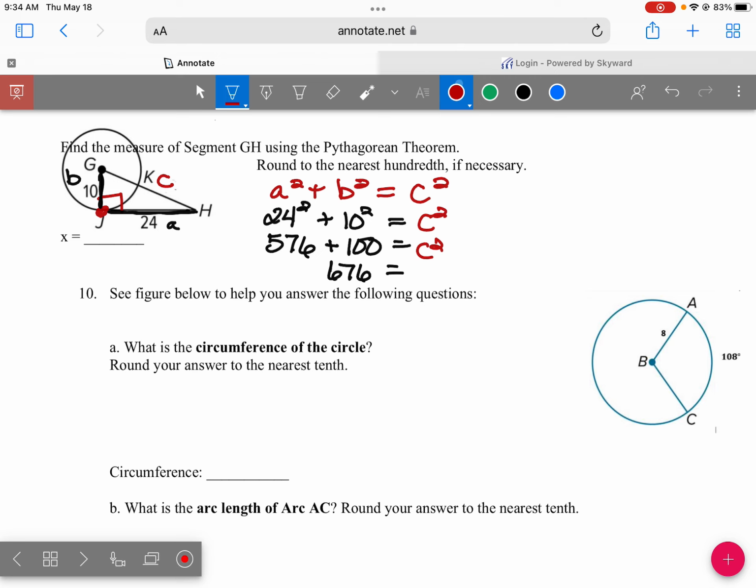676 equals c squared, but I don't want c squared. I just want this length of c. So take the square root. If you take the square root of a square, those are going to cancel out. And c is equal to... What's the square root of 676? Anyone? 26.